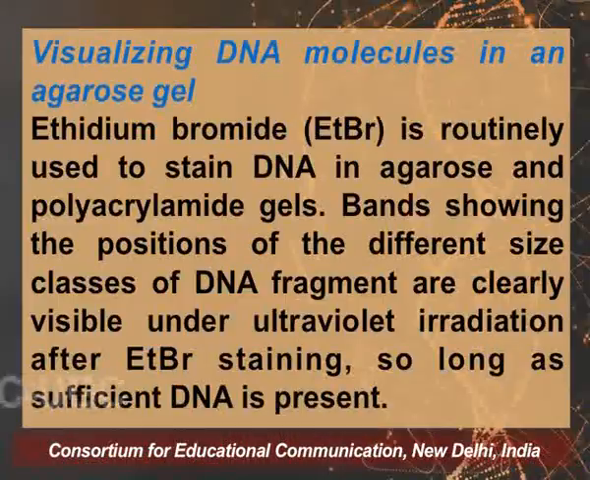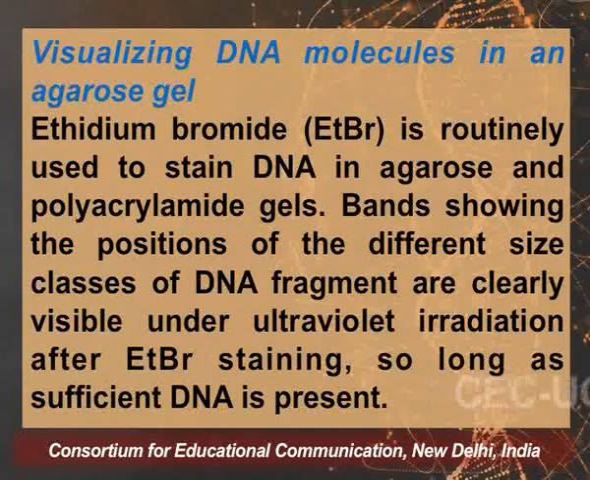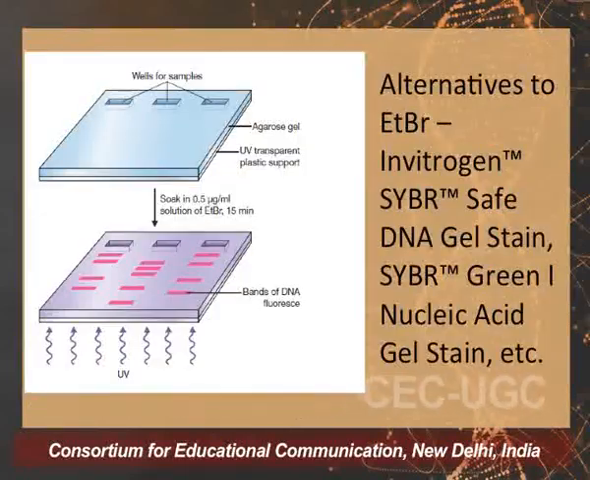Now, when the gel is run, we need to visualize it, and as I said, we have added ethidium bromide, which is routinely used to stain DNA in agarose and polyacrylamide gels. The bands showing the positions of the different size classes of DNA fragments are clearly visible under ultraviolet irradiation after EtBr staining. So, when you stain it with EtBr, you are able to visualize these DNA molecules under the UV light.